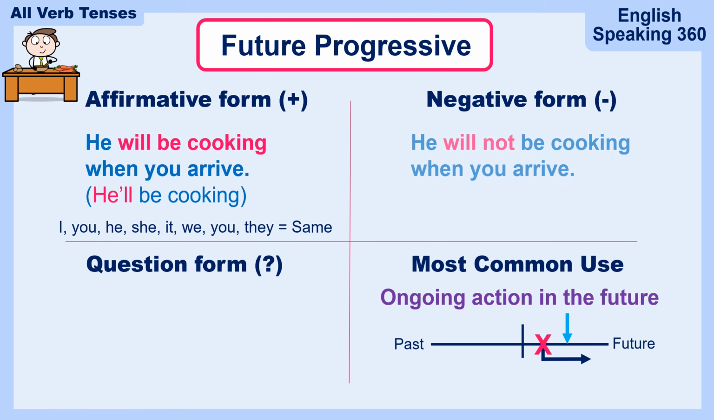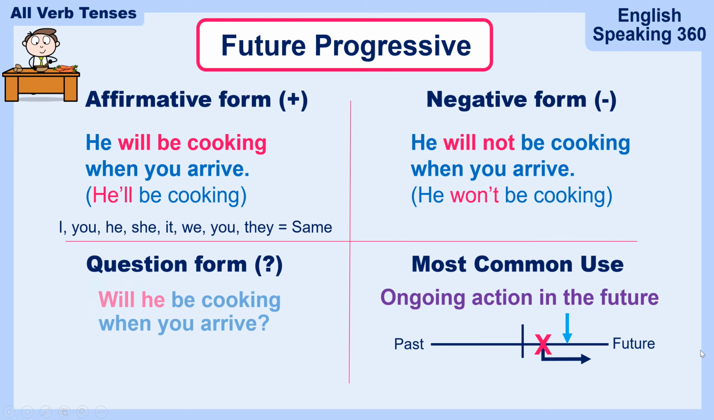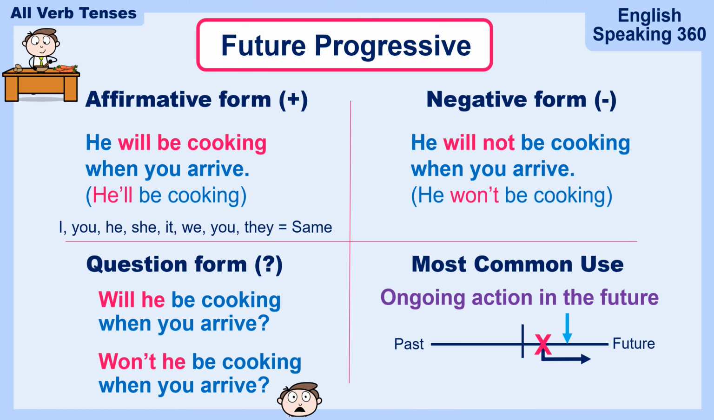The negative form, he will not be cooking when you arrive. How about the contraction? He won't be cooking when you arrive. Can you guess the question form? Will he be cooking when you arrive? That's excellent. How about the negative question? Won't he be cooking when you arrive?